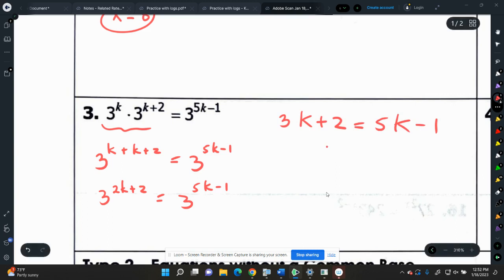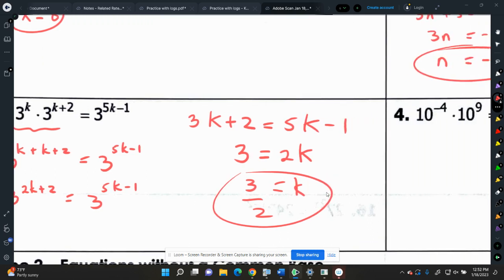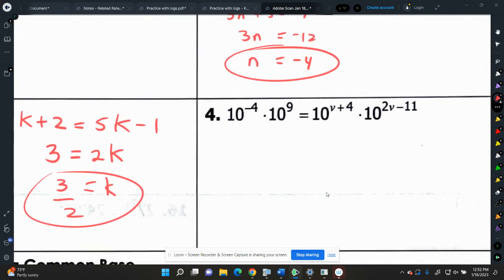Okay, we're going to add 1, so we get 3. We're going to subtract 3k, so we get 2k. So k equals 3 over 2. Boom, we're done. It's good, yeah? Number 10.